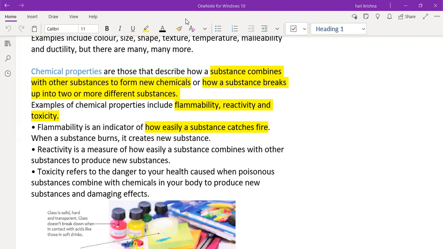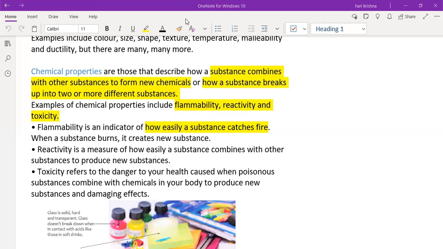Understand, right? Whichever property or changes happen due to a chemical reaction are called chemical properties. So chemical change is nothing but the change in chemical properties, because whenever two reactants combine they form new chemicals. What are examples of chemical properties? Flammability, reactivity, and toxicity. What is the meaning of flammability? It's how easily a substance can catch fire.